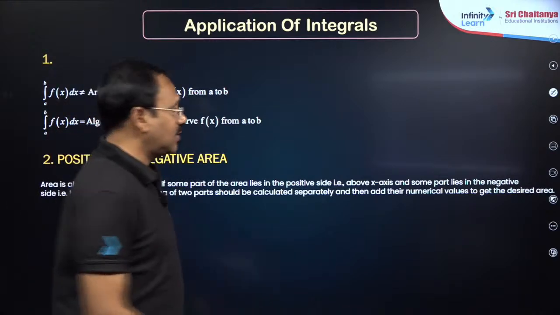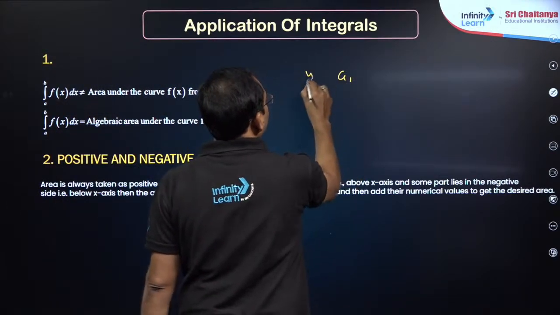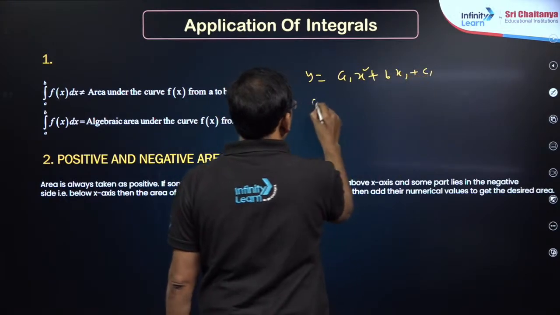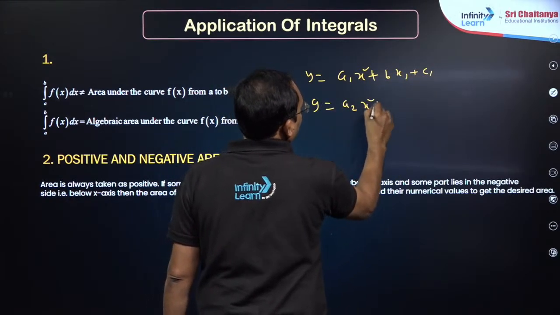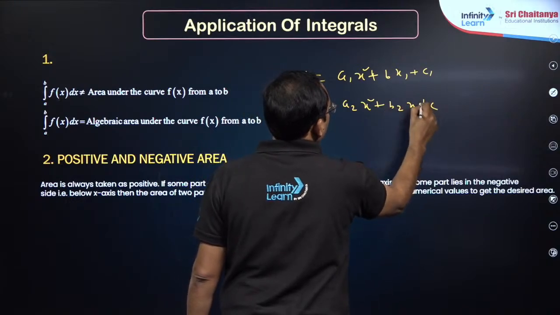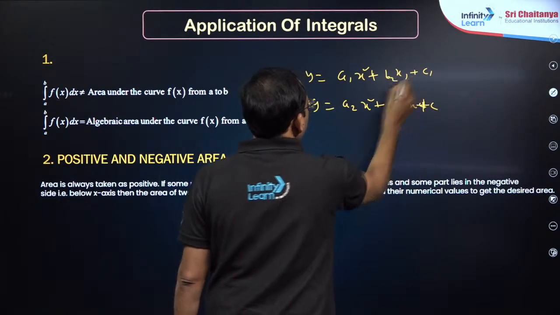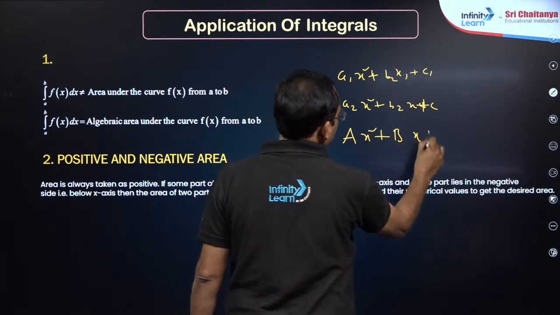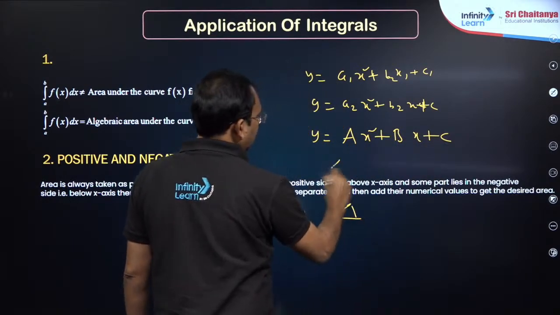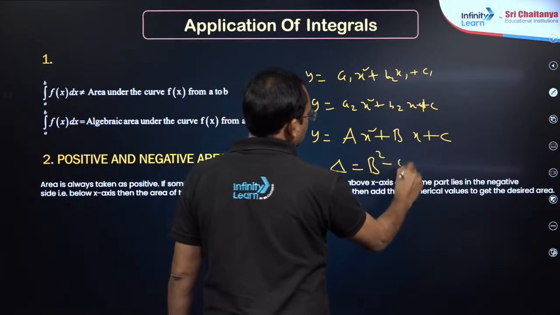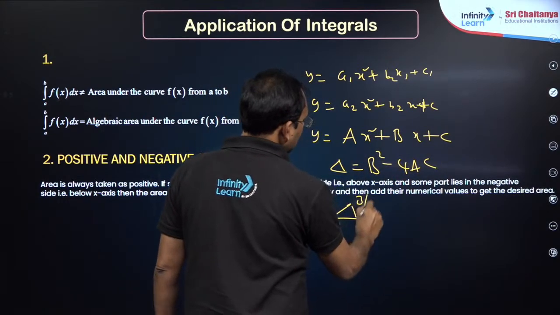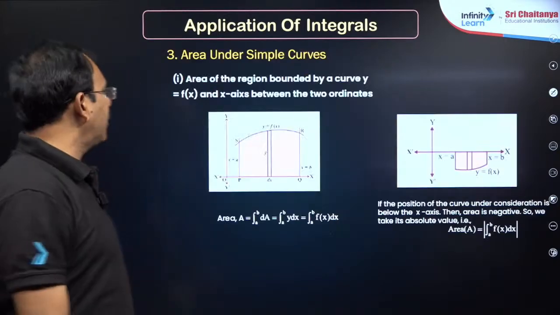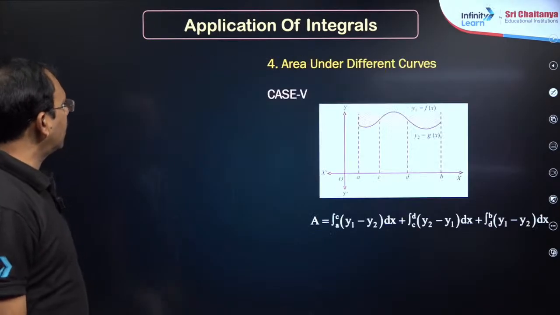And there is a shortcut for this, especially when two quadratics are given, y is equal to a1x square plus b1x plus c1, and y is equal to a2x square plus b2x plus c2. You just subtract, my dear friends, and you will get ax square plus bx plus c. Then find delta is equal to b square minus 4ac. So area is delta power 3 by 2 by 6a square. So this is an important shortcut to remember, dear students. These areas you can find.